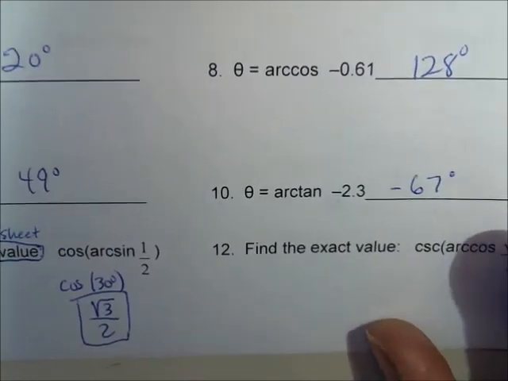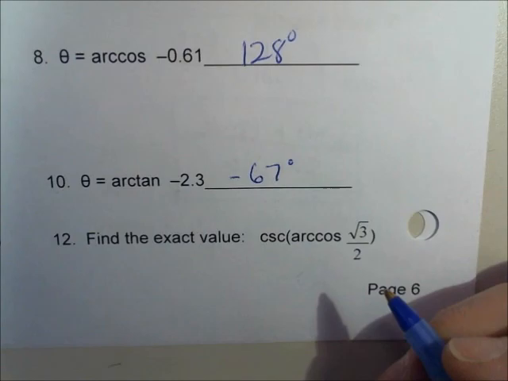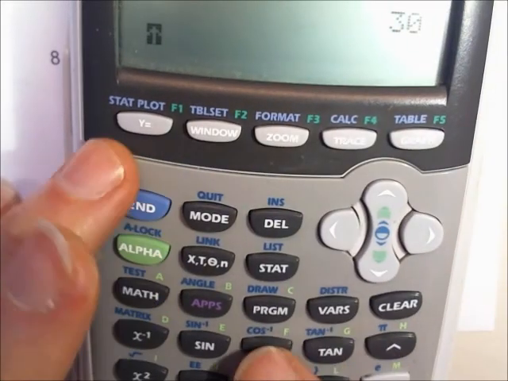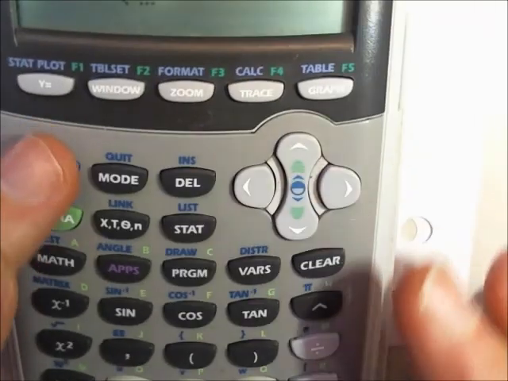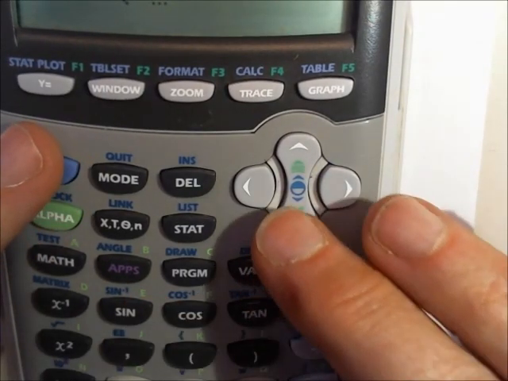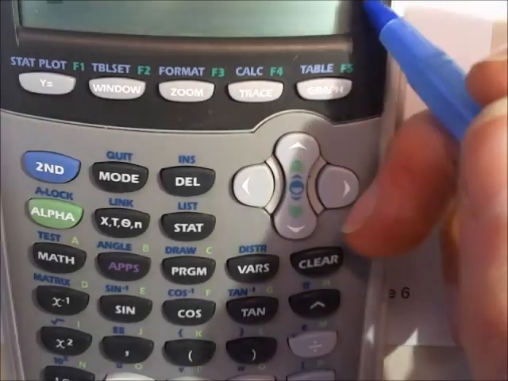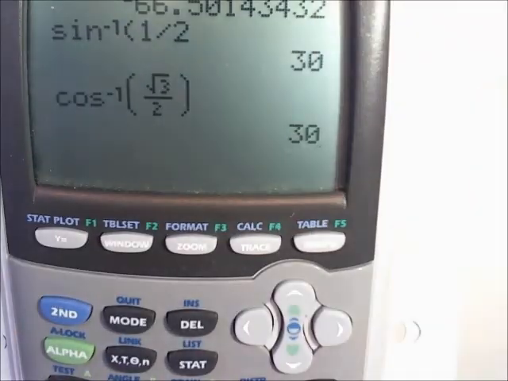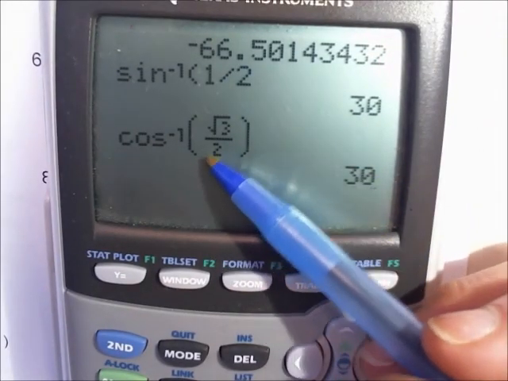Number 12, the exact value of the cosecant of the angle whose cosine is the square root of 3 over 2. Maybe you remember this from the blue sheet. It would be great if you could. That would be 30 degrees also. So here's your arc cosine of square root of 3 over 2, and that's 30 degrees.